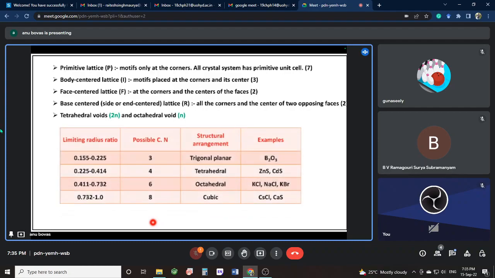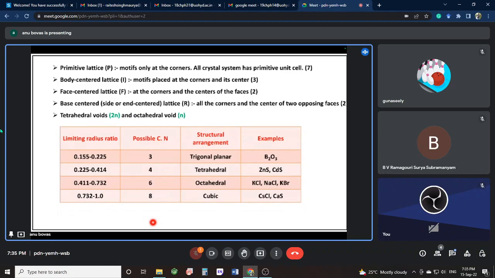To solve this question, one important concept we should know is about voids. Voids can be created in a crystal, and there are various types of voids. The two important ones are tetrahedral and octahedral voids. A tetrahedral void means there are four spheres, and in between the four spheres there is a vacancy or void present. And if a void is present in between six motifs, it is called an octahedral void.